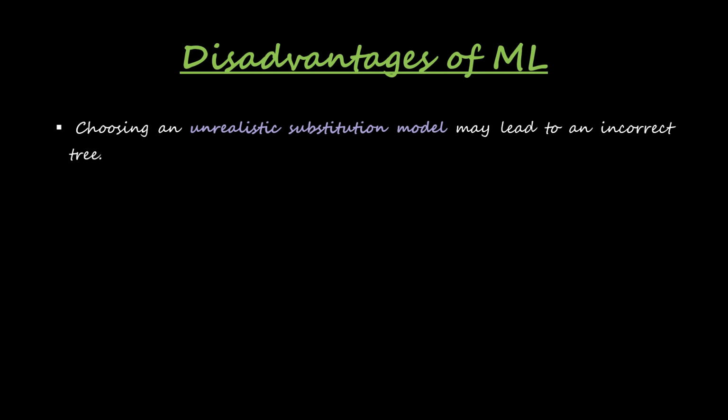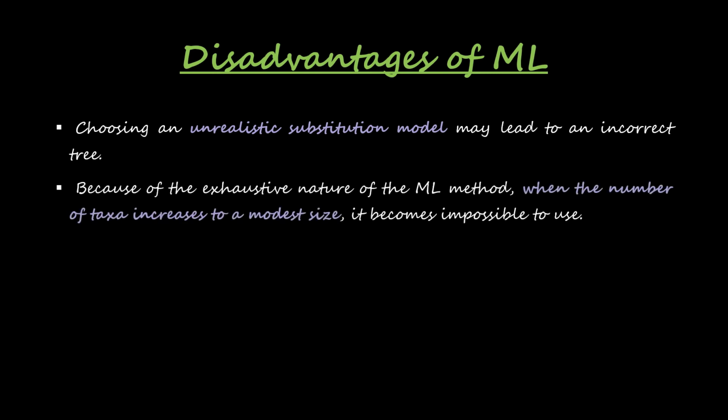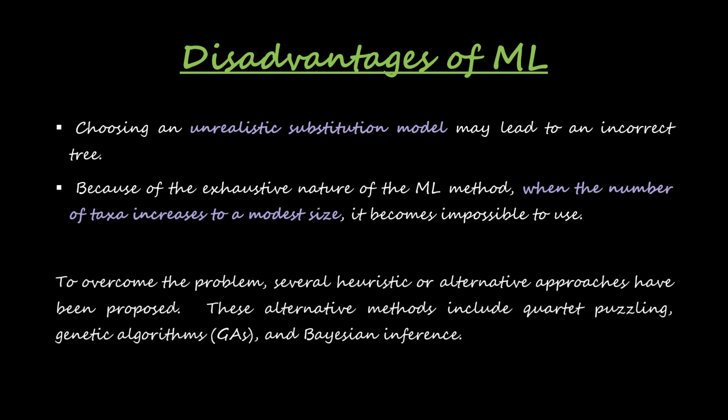Choosing an unrealistic substitution model may lead to an incorrect tree. Because of the exhaustive nature of the ML method, when the number of taxa increases to a modest size, it becomes impossible to use. So the size is also very important. To overcome the problem, several heuristic or alternative approaches have been proposed. These alternative methods include quartet puzzling, genetic algorithms, and Bayesian inference. These are all advanced level phylogenetics, probability models, substitution models, mathematics. So we will not go into the details of this, and we end this video here.